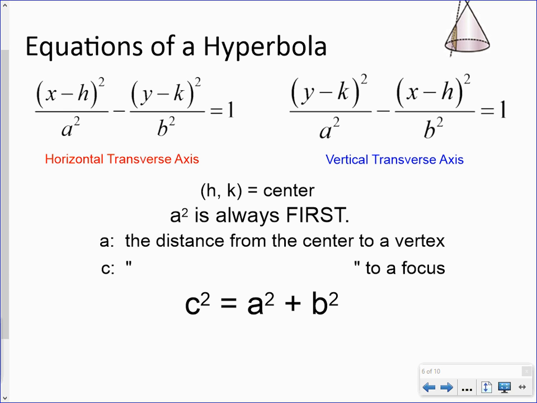A still represents the distance from the center to a vertex. Okay, so if we're asked to find vertices, we're still counting out A's. C is still the distance from the center to the foci, so we're still counting out C's from the center point. A and C are still friends, so they still belong on the same axis. Instead of being on a major axis, I could circle both of these and say they're on the transverse axis.